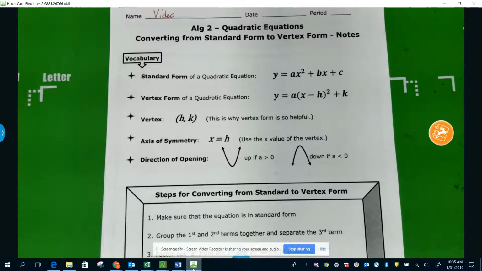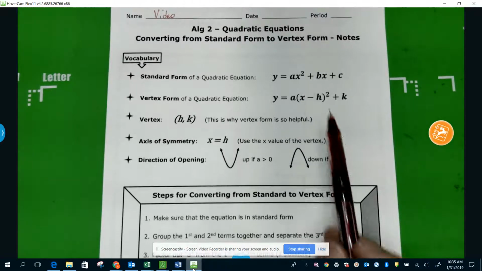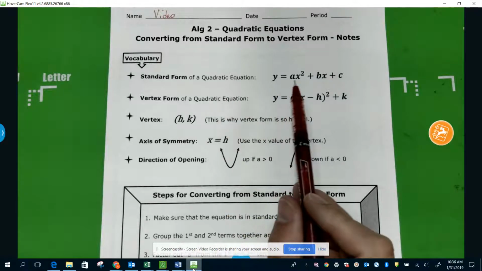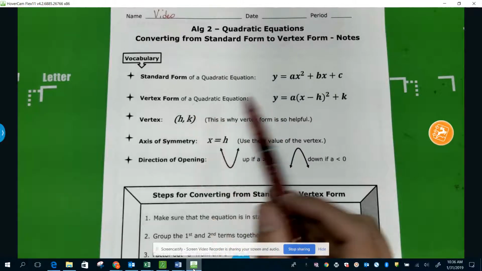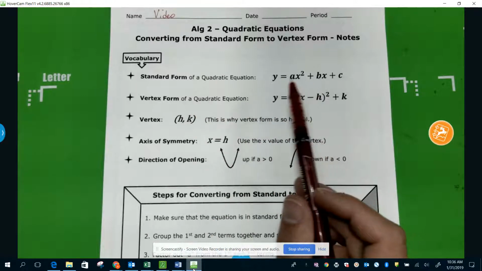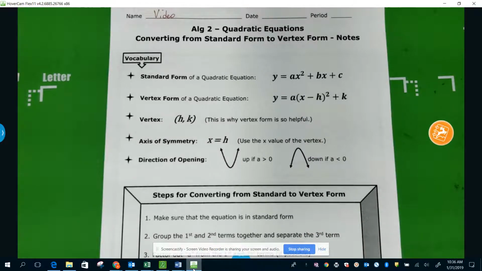Okay, today we're looking at transforming equations from standard form to vertex form. So here on your notes page, you'll see standard form, which we've seen before, ax squared plus bx plus c. Okay, and we need to transform the equation into vertex form. Okay, so we're going to do that by using completing the square.